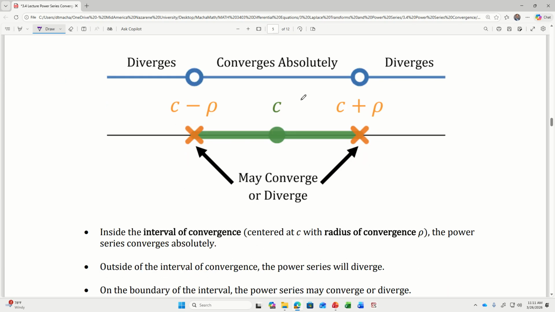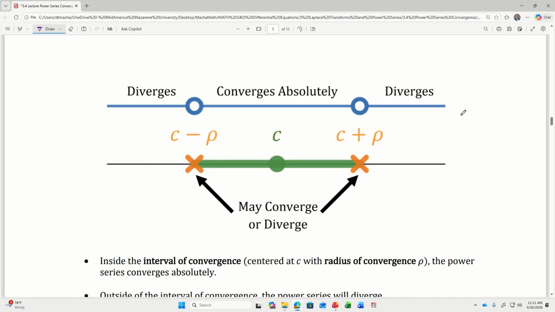And so we get this picture of, here's my real number line. I choose a point that's going to be the center of my power series. And along this green interval, every single point along the real number line is going to let my power series converge absolutely, up until I reach the center of the series plus the radius of convergence, or the center of the series minus the radius of convergence. And outside the interval, I know my power series is going to diverge, both on the left side and the right side. And at the endpoints, we actually don't know.